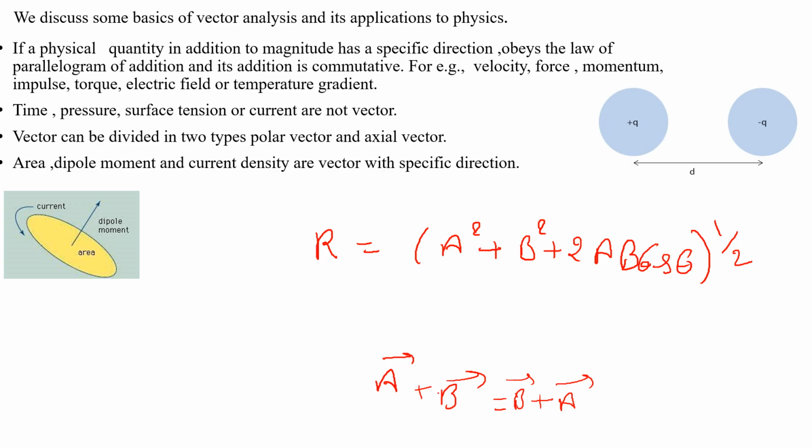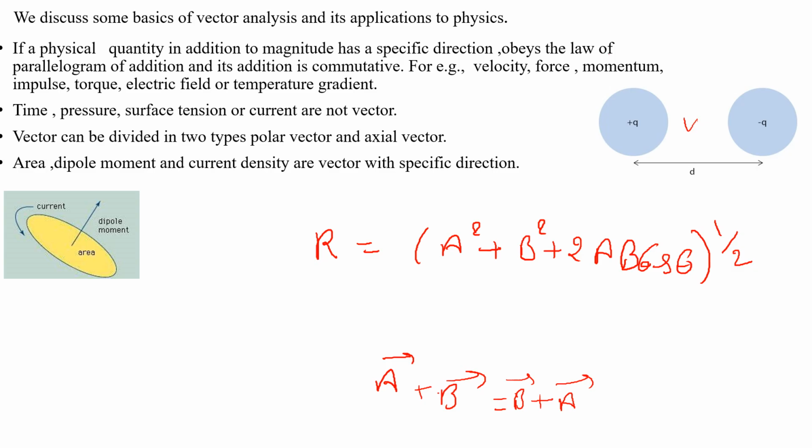What is the law of parallelogram of addition? This formula is R equal to root of a square plus b square plus 2ab cos theta, and its addition is commutative. This formula is a vector plus b vector equal to b vector plus a vector.